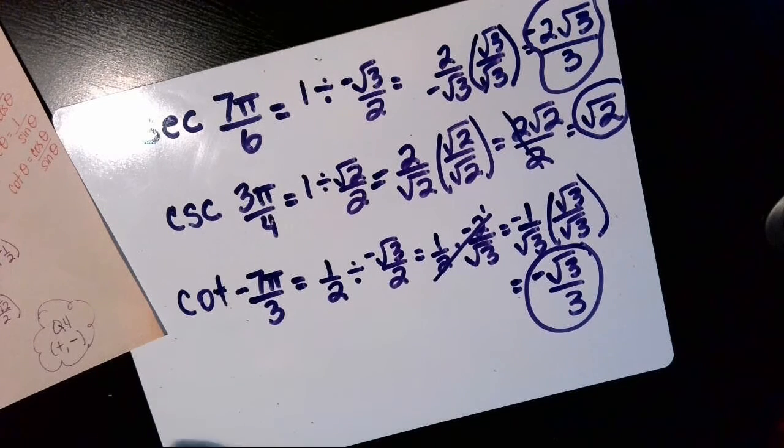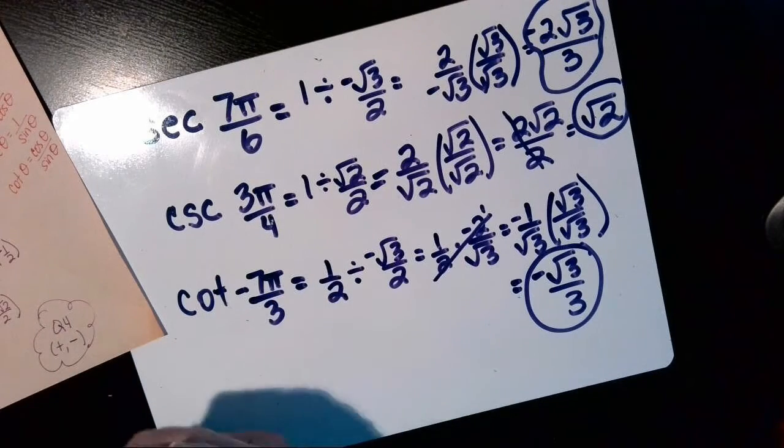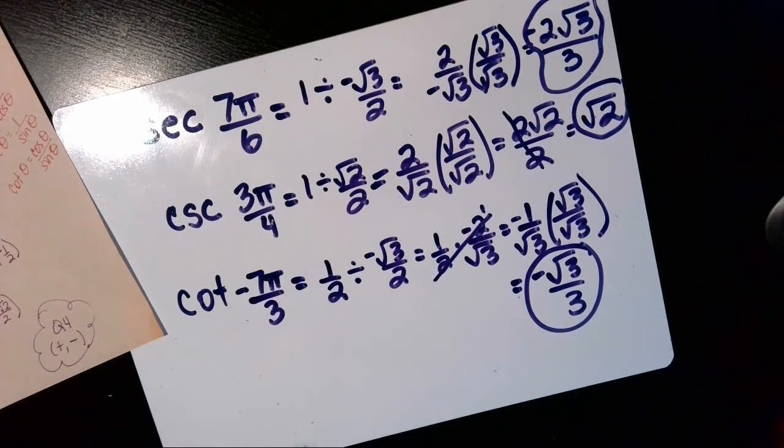Okay, so we went through those pretty quickly, but that's one example of each: sine, cosine, tangent, secant, cosecant, cotangent for angles in radians. And you can go ahead and message me if you have any questions. I hope that helped.